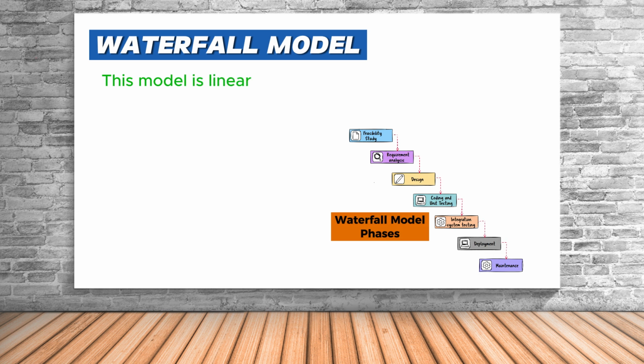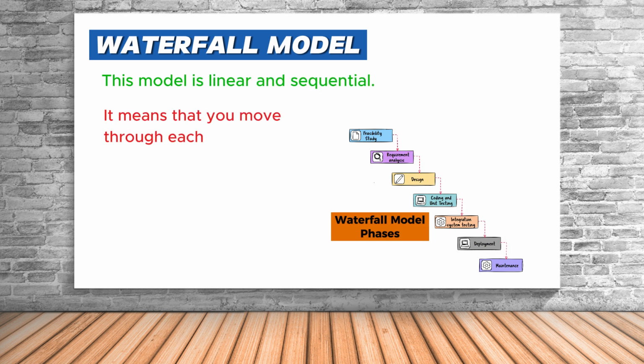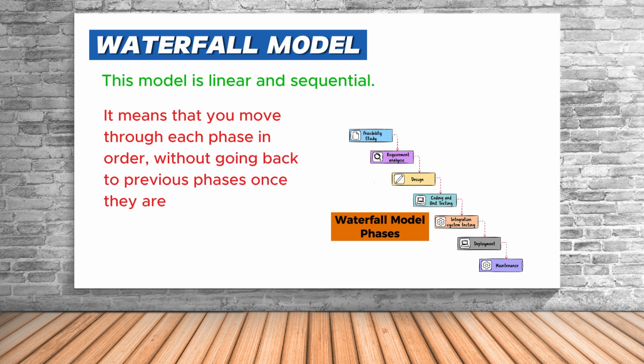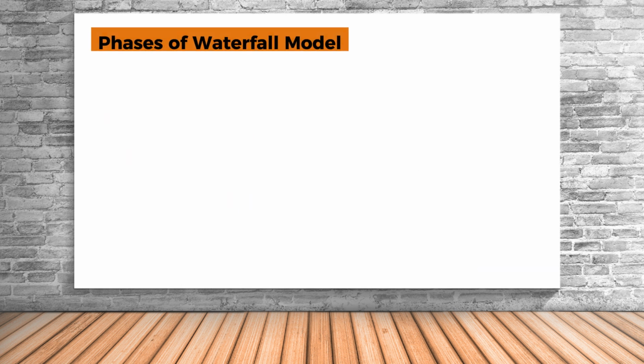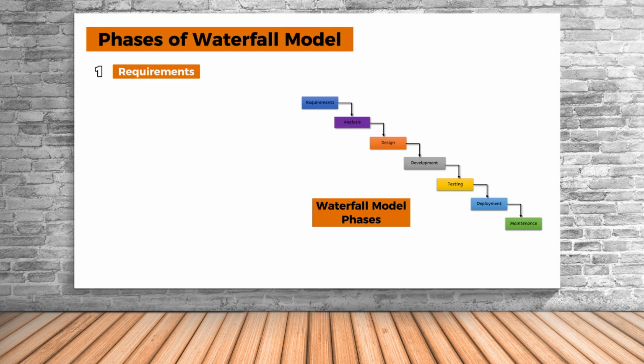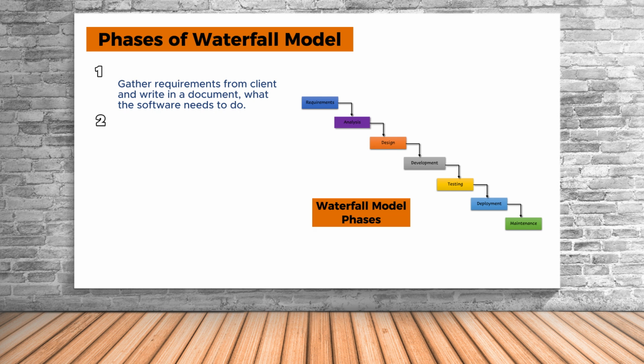This model is linear and sequential. It means that you move through each phase in order, without going back to previous phases once they are completed. Phases of waterfall model. Requirements. Gather requirements from client and write in a document what the software needs to do.